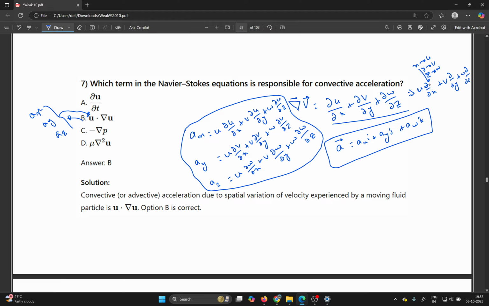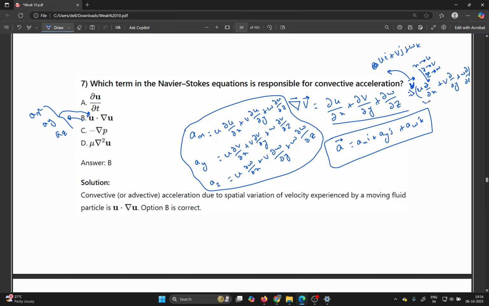So how will you come up with this? When you multiply this term with another u, meaning another v vector, that is ui plus vj plus wk, when you multiply, what will you get?